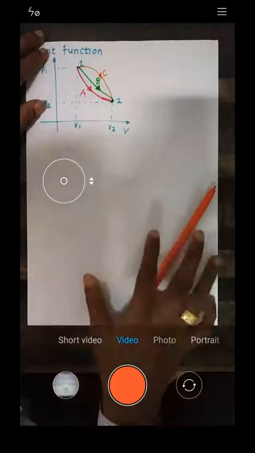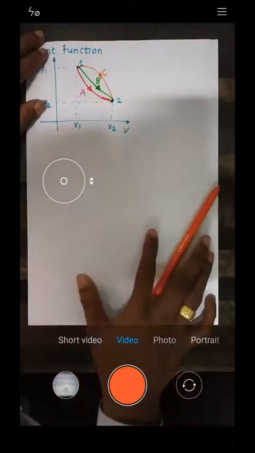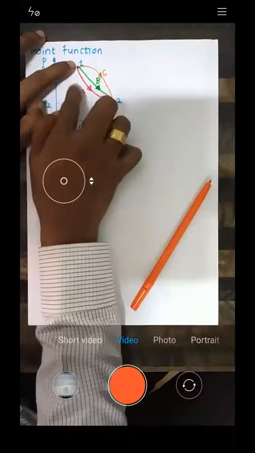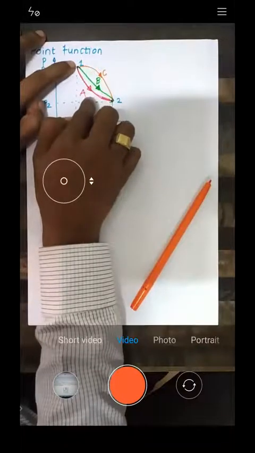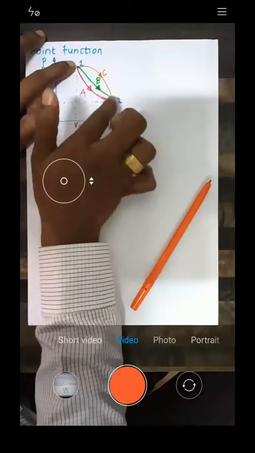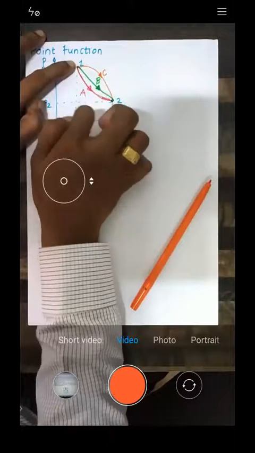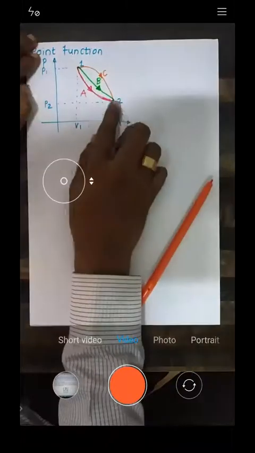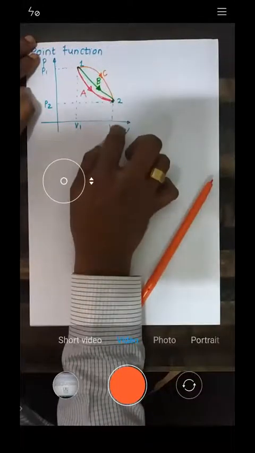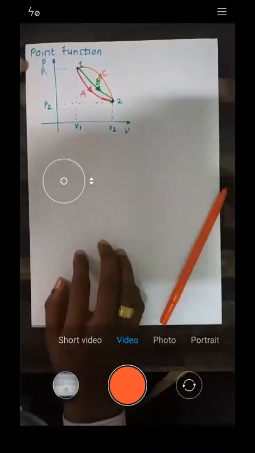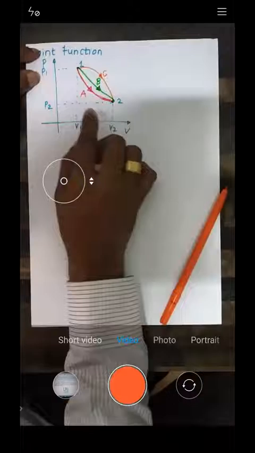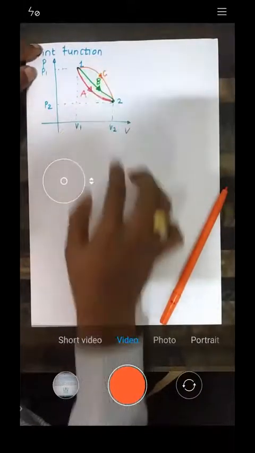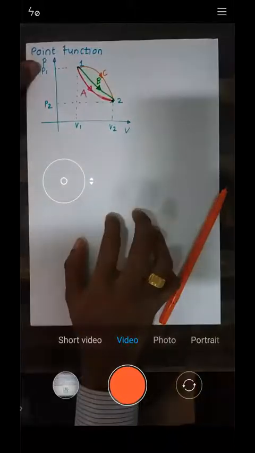Okay. So my question is, when you move from 1 to 2 through path A, or through path B, or through path C, whether P2 is going to change or V2 is going to change, whether anything is going to change. Whether the values of P2 and V2 will depend upon the path like A, B, and C. Is that the case? My question to you.